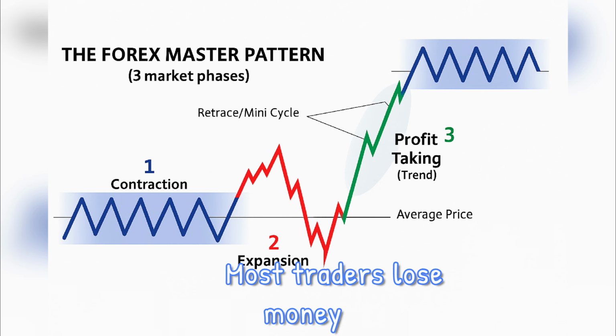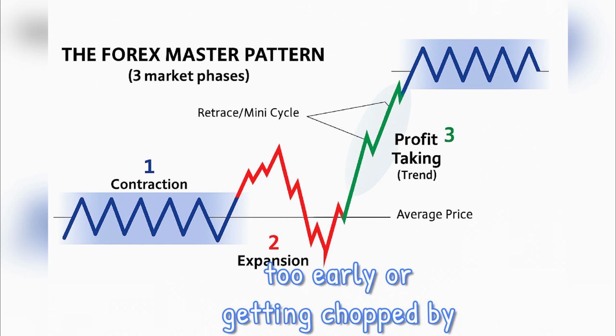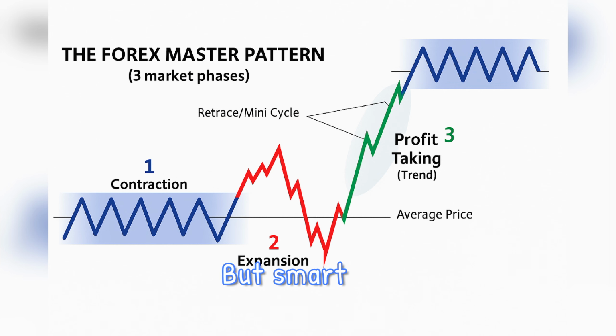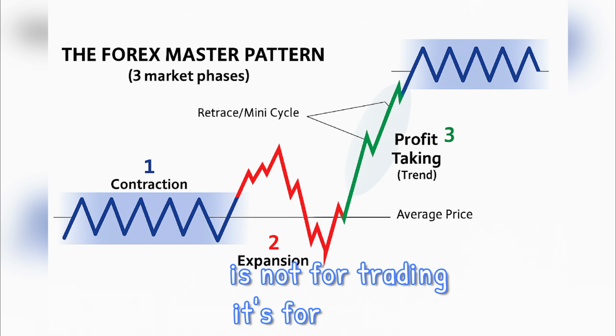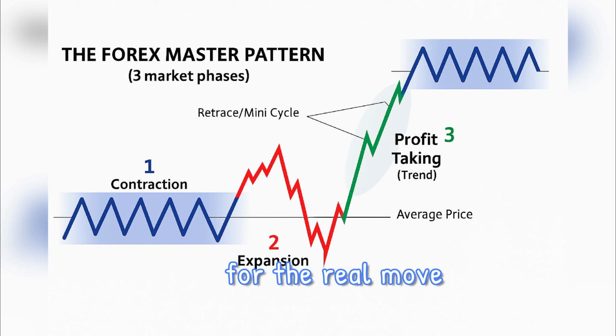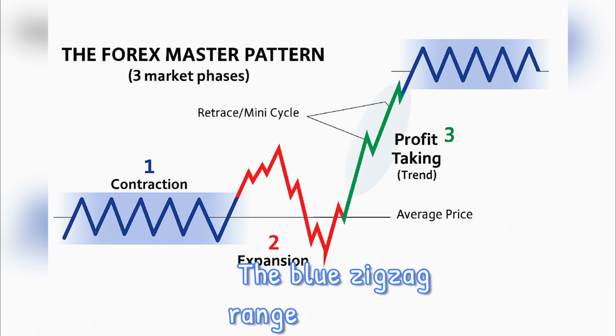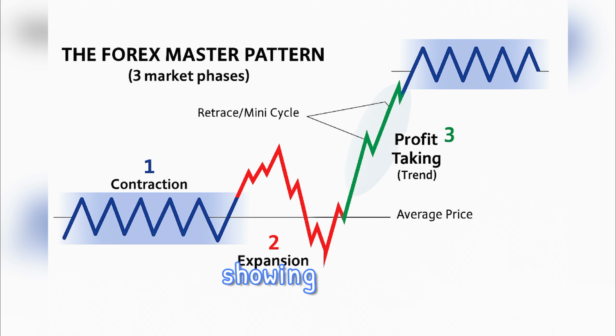Most traders lose money here, taking breakout trades too early or getting chopped by false signals. But smart traders know contraction is not for trading, it's for watching. You wait patiently for the real move to come. The blue zigzag range on the left represents this phase. It's boxed in, showing indecision, low volatility, and price hovering around the average.